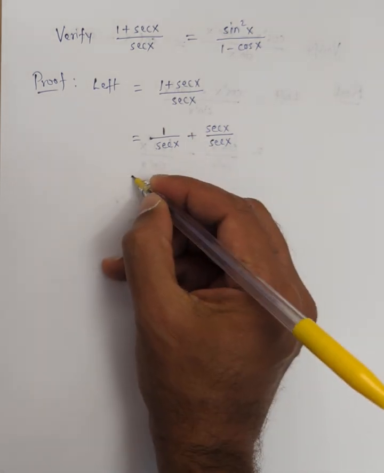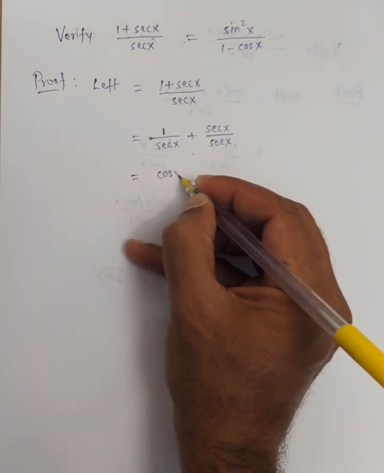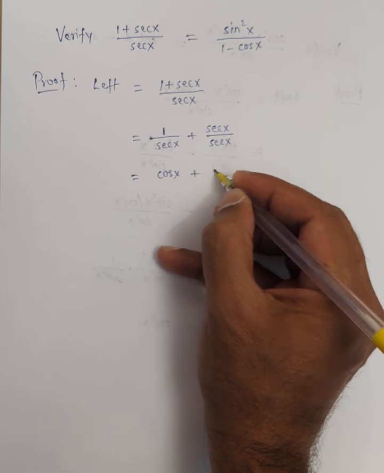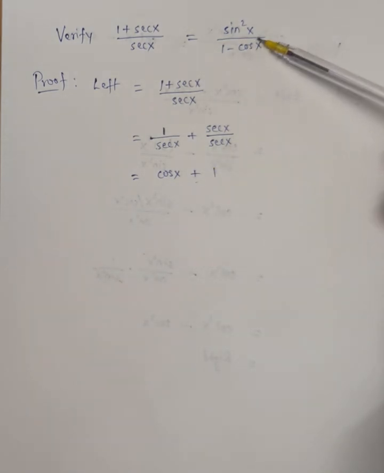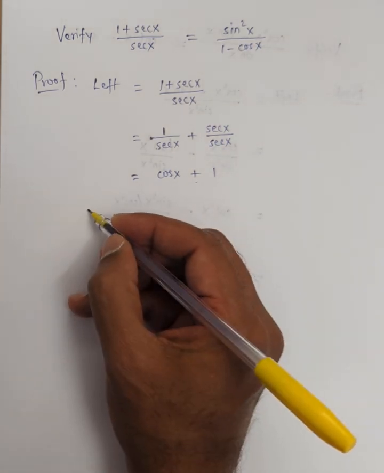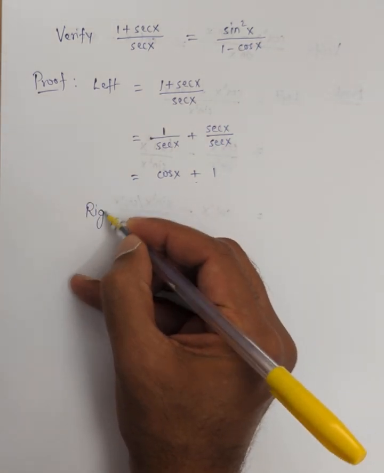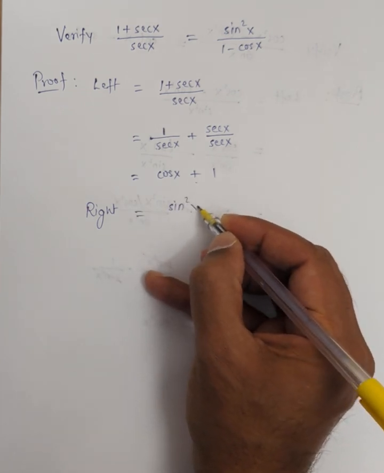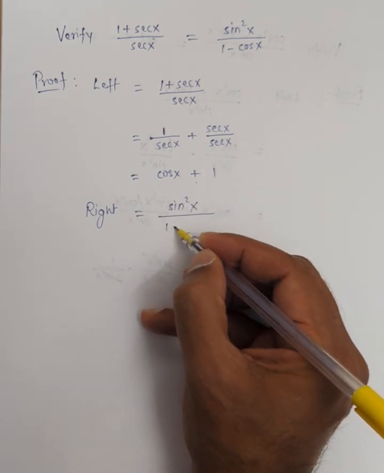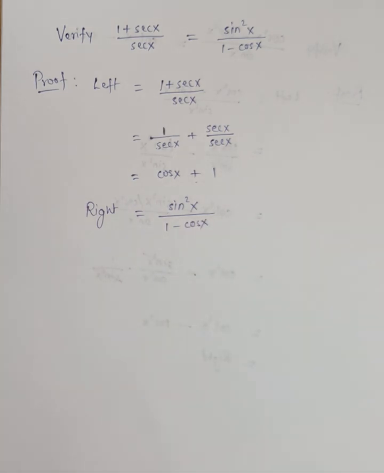Now 1 over secant is cos x, and this is plus 1. Now from here going there seems a little bit complicated. So what I'm going to do is start on the right side now. Right side is sine square x over 1 minus cos x.